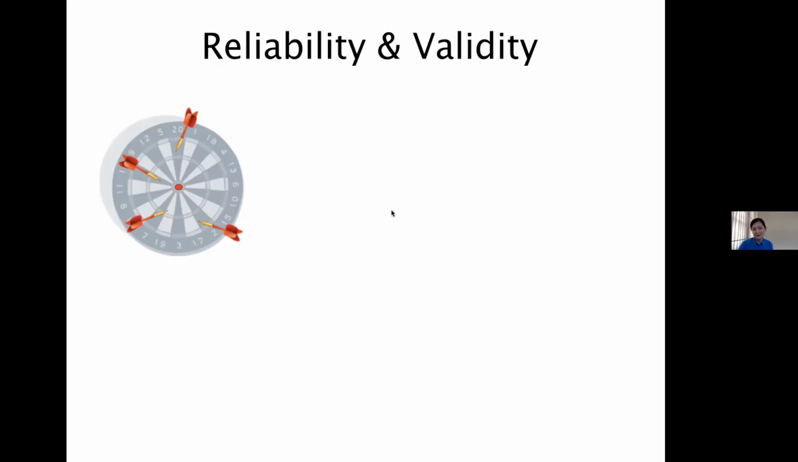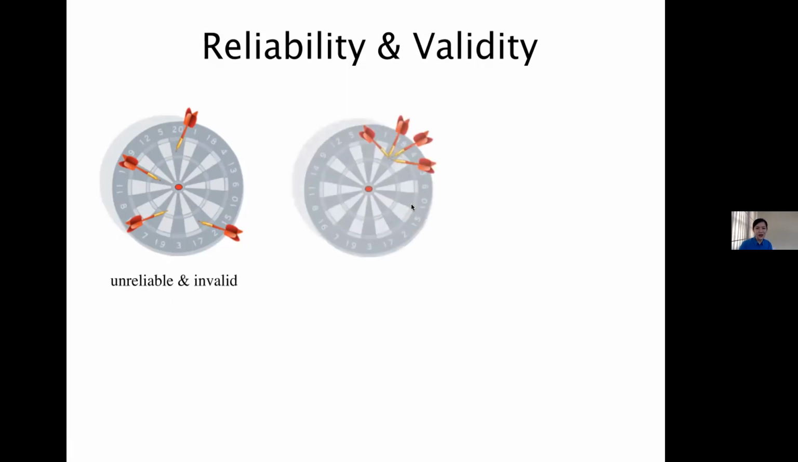So yes, thank you, Ajahn Suchada, thank you, Ajahn Saraporn. So this one you see that every time that you use this dart, it goes to many parts of the dartboard, right? So it is unreliable and the darts never hit the target at all, so it is unreliable and invalid. All right, okay. And what about the second picture? And what about this one?